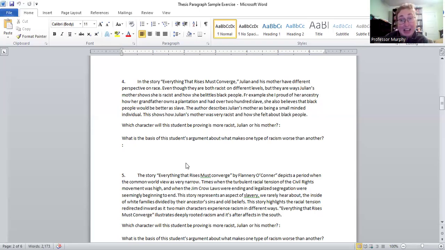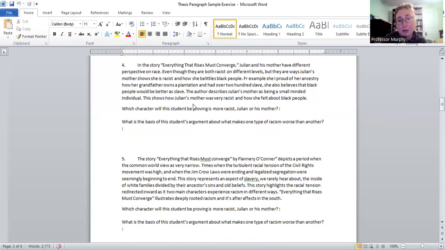This isn't anything. You can kind of notice how choppy this is. And it's just a laundry list of example, example, example, example, but no interpretation or argument, really. Let's see, and we have that little reference to they are both racist on different levels, but there's no real exploration of what is Julian doing? Why is that different? Why is that less problematic than his mother?